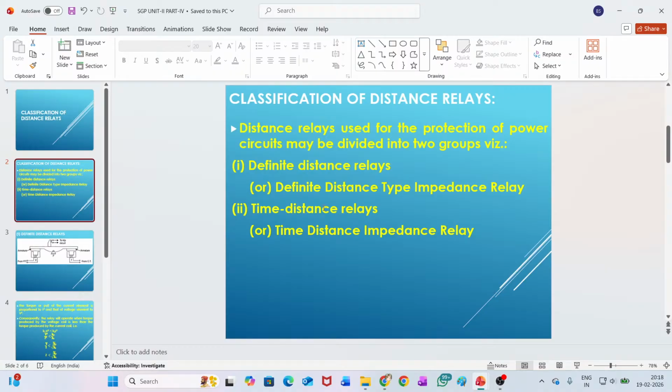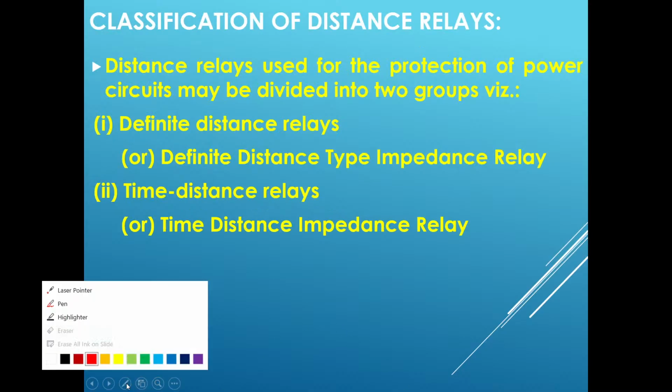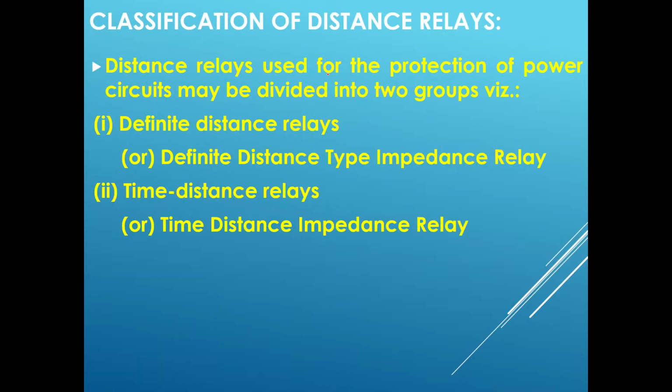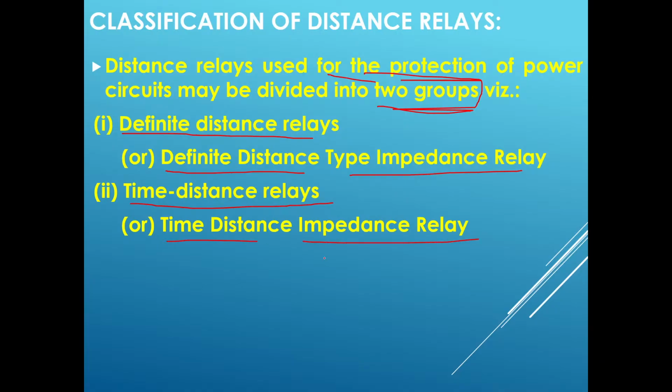Further, you can classify distance relays into two groups: definite distance relay or time distance relay. The definite distance relay, you can even call it a definite distance type impedance relay. The time distance relay, you can call it a time distance impedance relay. So both are impedance relays. These are the two types of impedance relays: definite distance type and time distance type.